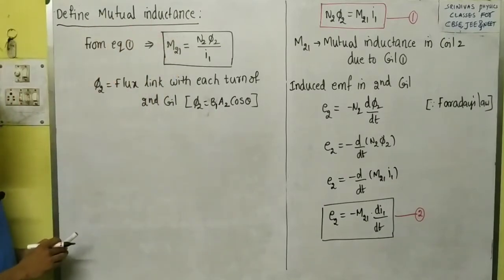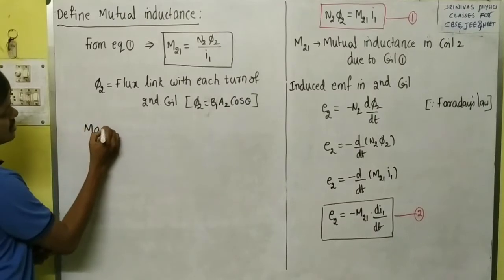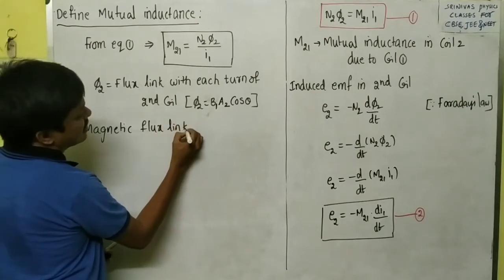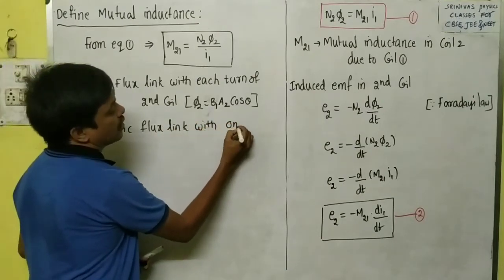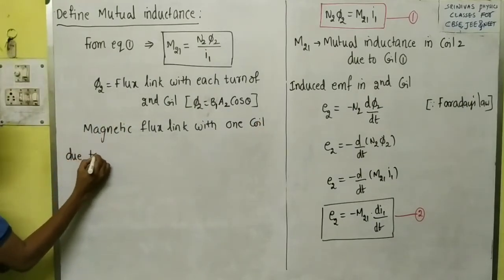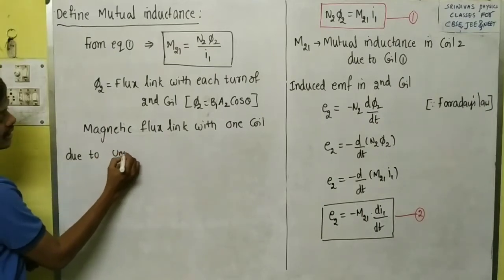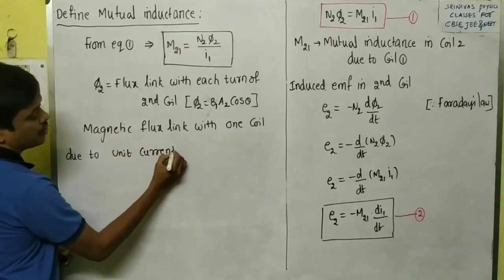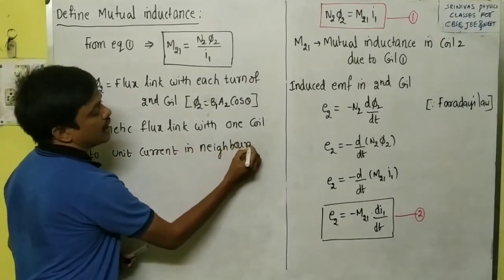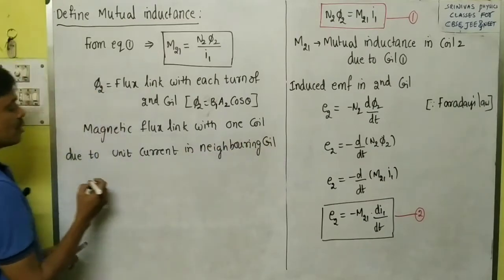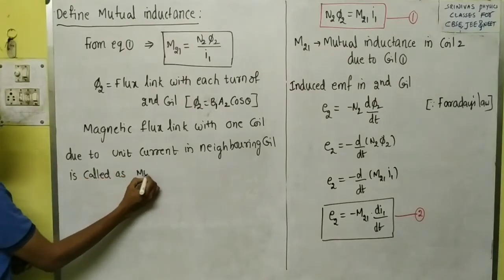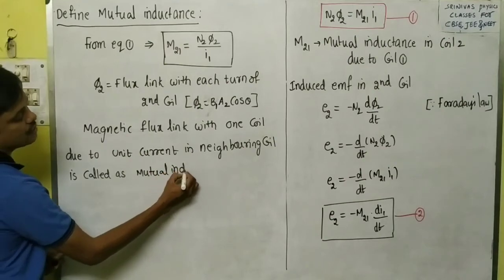It was very easy. The magnetic flux linked with one coil due to unit current in the neighboring coil is called mutual inductance. This is the definition based on equation 1.